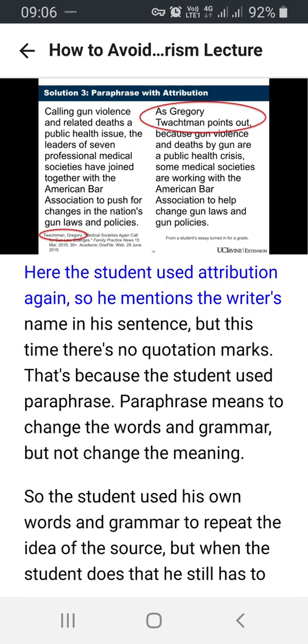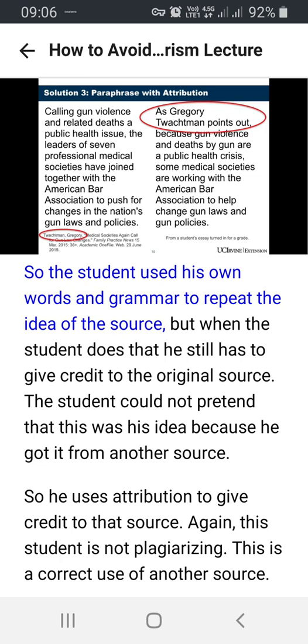Here the student used attribution again. So he mentions the writer's name in his sentence, but this time there's no quotation marks. That's because the student used paraphrase. Paraphrase means to change the words and grammar, but not change the meaning. So the student used his own words and grammar to repeat the idea of the source.